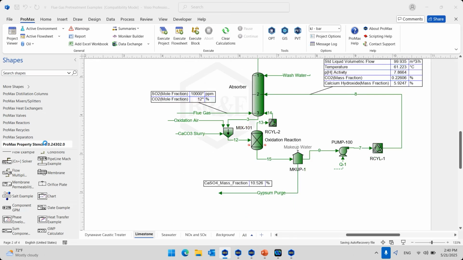All right. If you don't see the property stencils, if you click on the more shapes, you will be able to activate them.